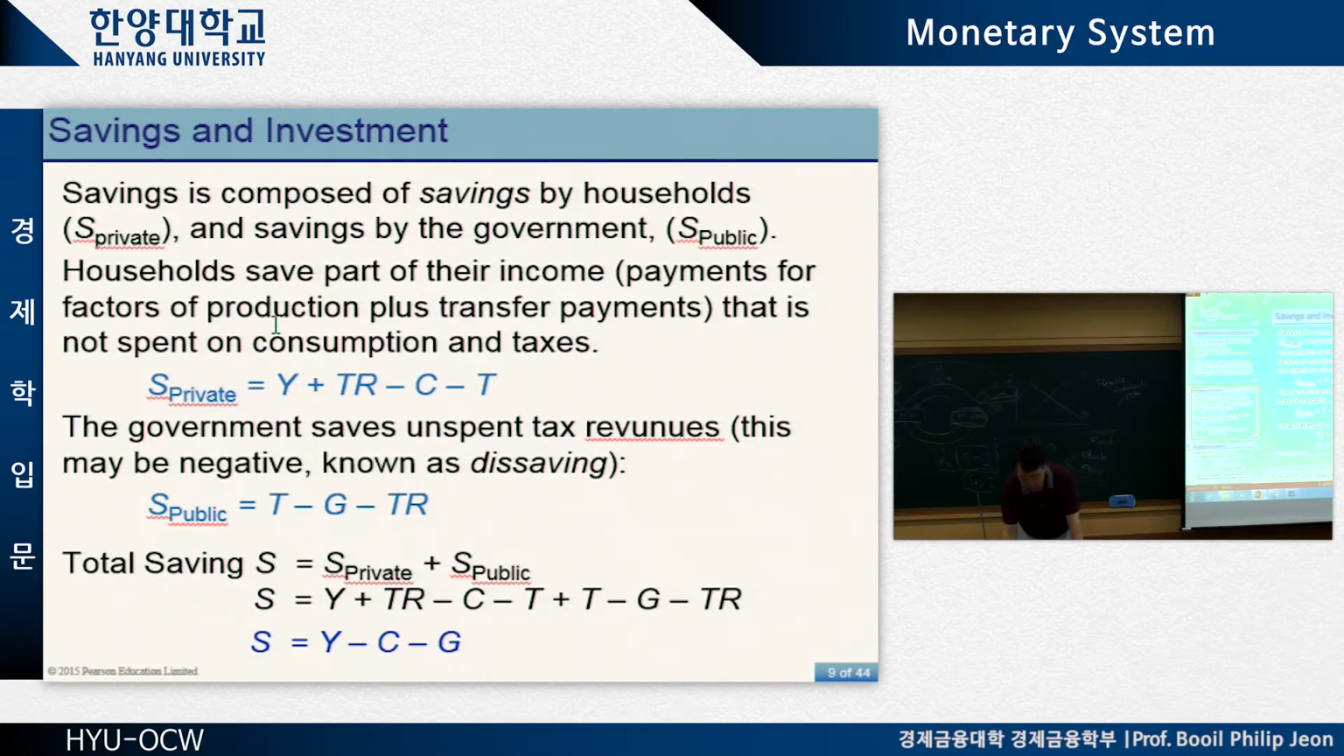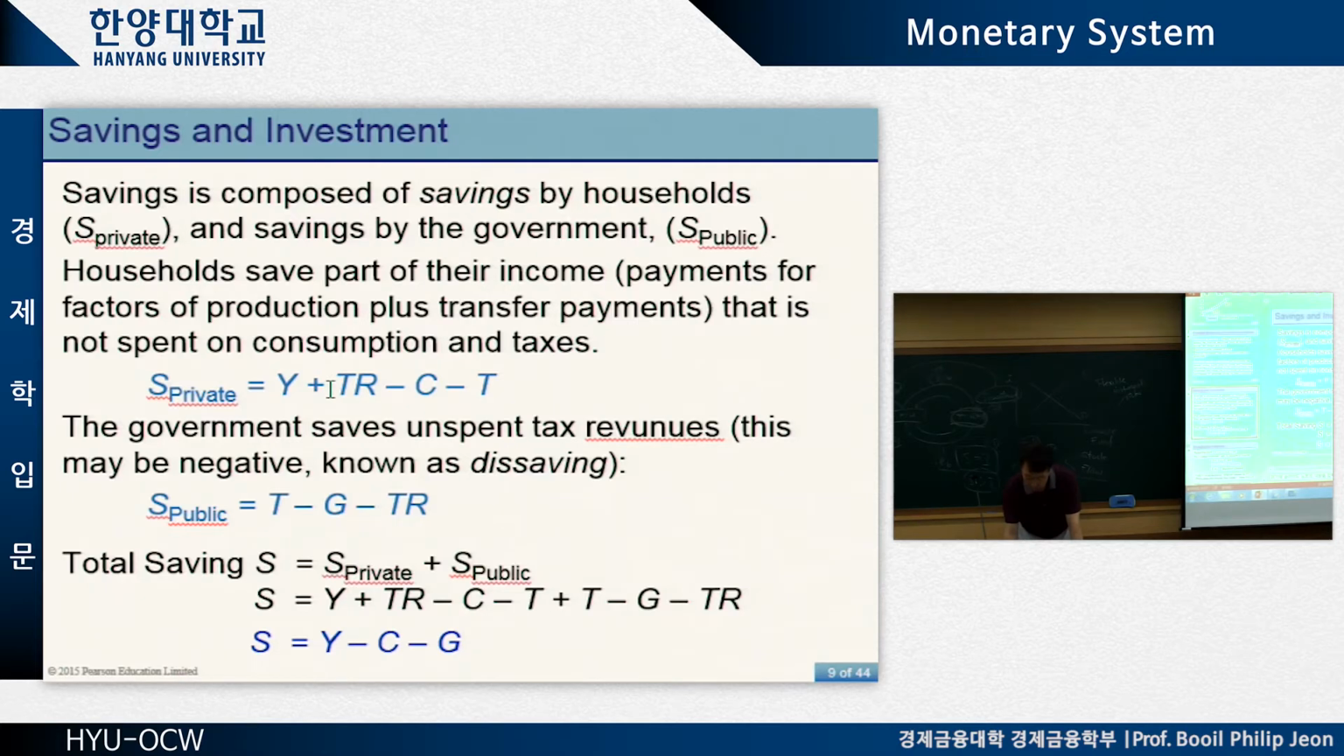Total saving in the economy can have two different components. One is the private saving, saving by households, and public saving, saving by the government. Right? And the households' saving is what they receive minus what they spend. Right?